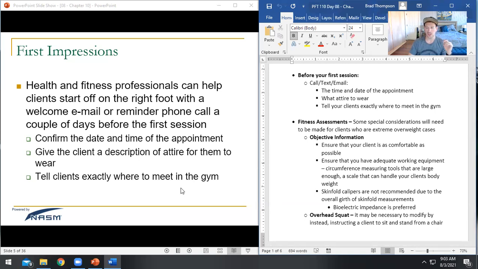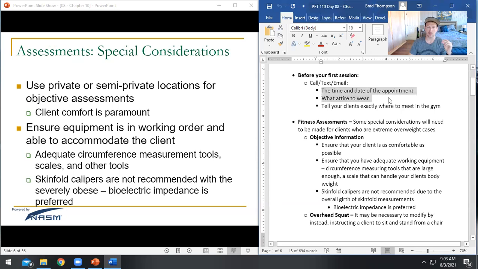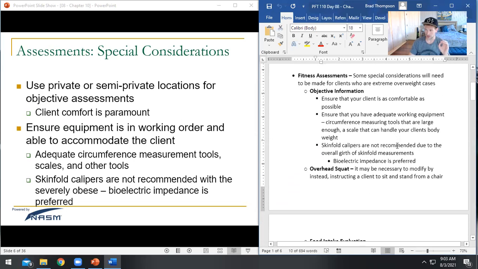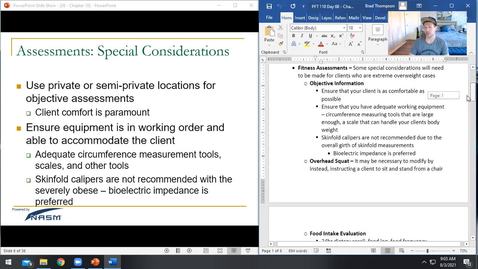So make sure you tell your client the time, confirm the time and the date for the appointment, tell your client what to wear, and tell them exactly where to meet you in the gym. That's another really big one. And I recommend, guys, pick the same spot every time. Get a familiar spot that you can take ownership over. That's a big deal, and that way you're never hunting around for someone. You'll know exactly where they're going to be, and everything's ready to go.